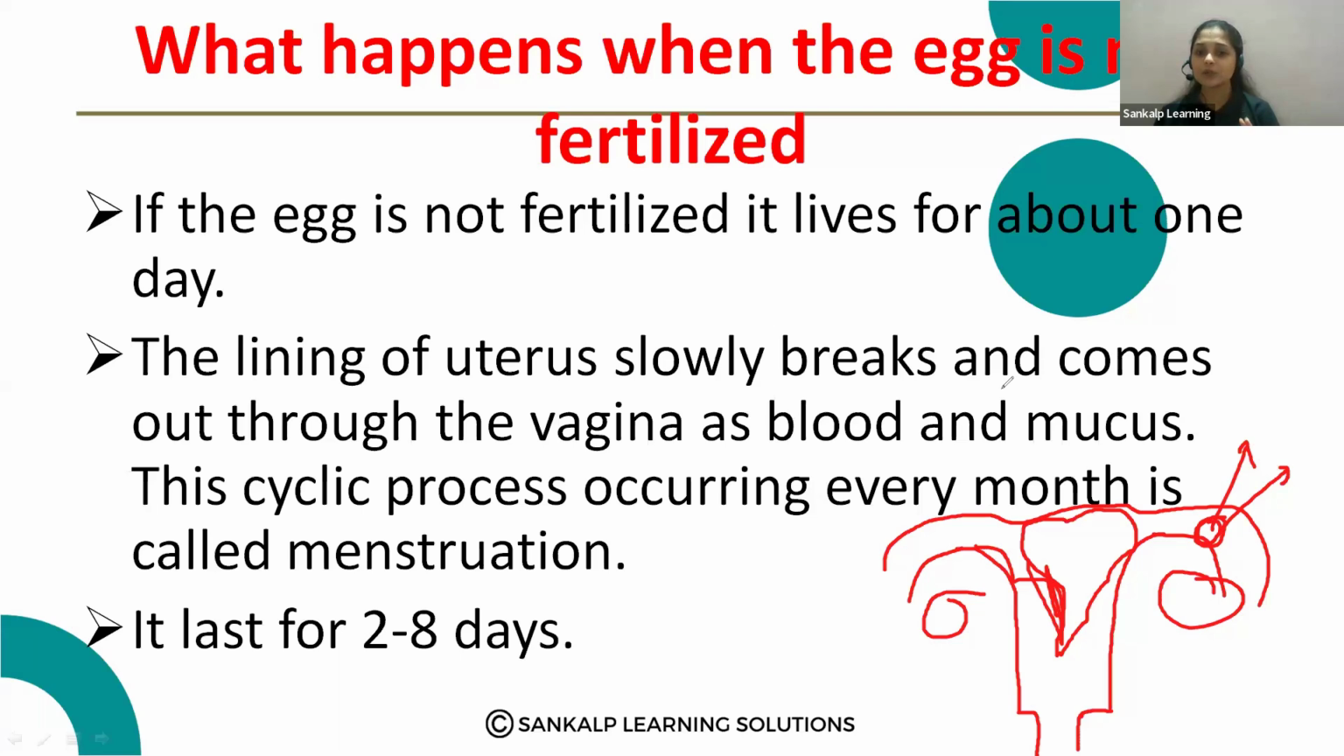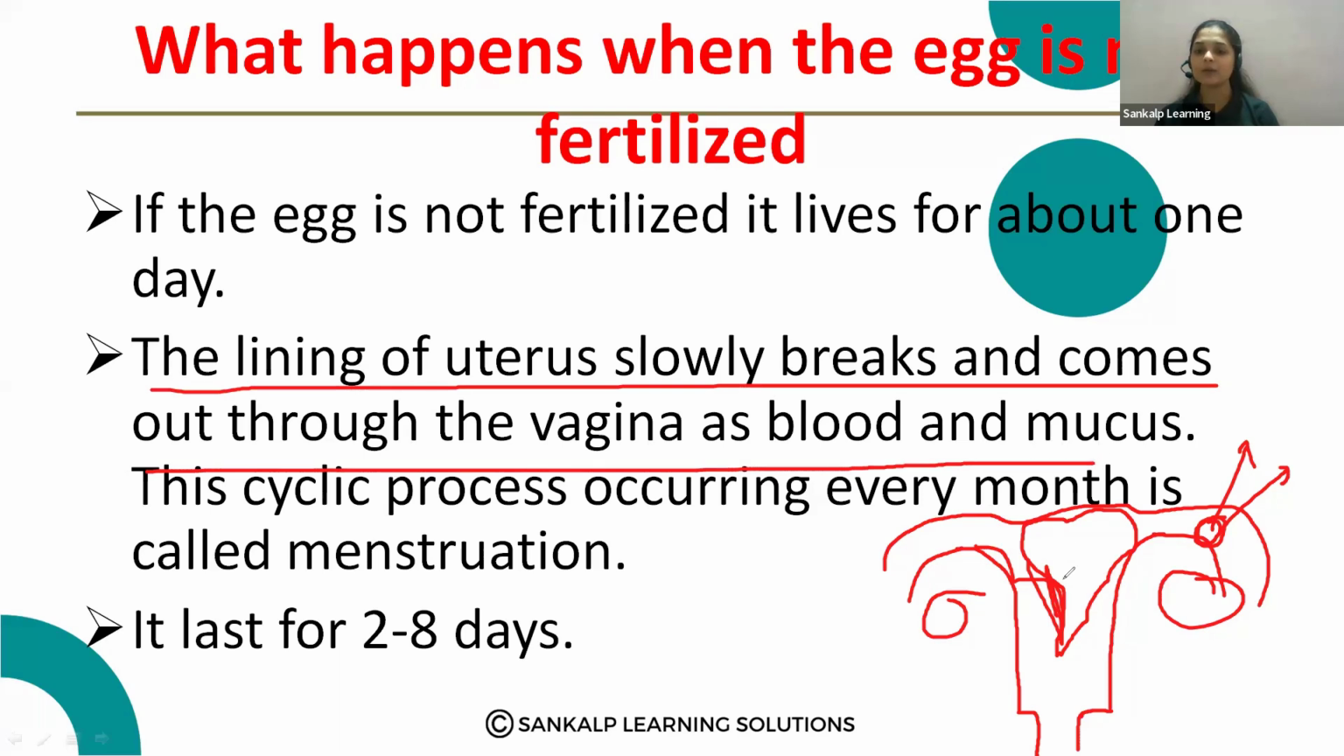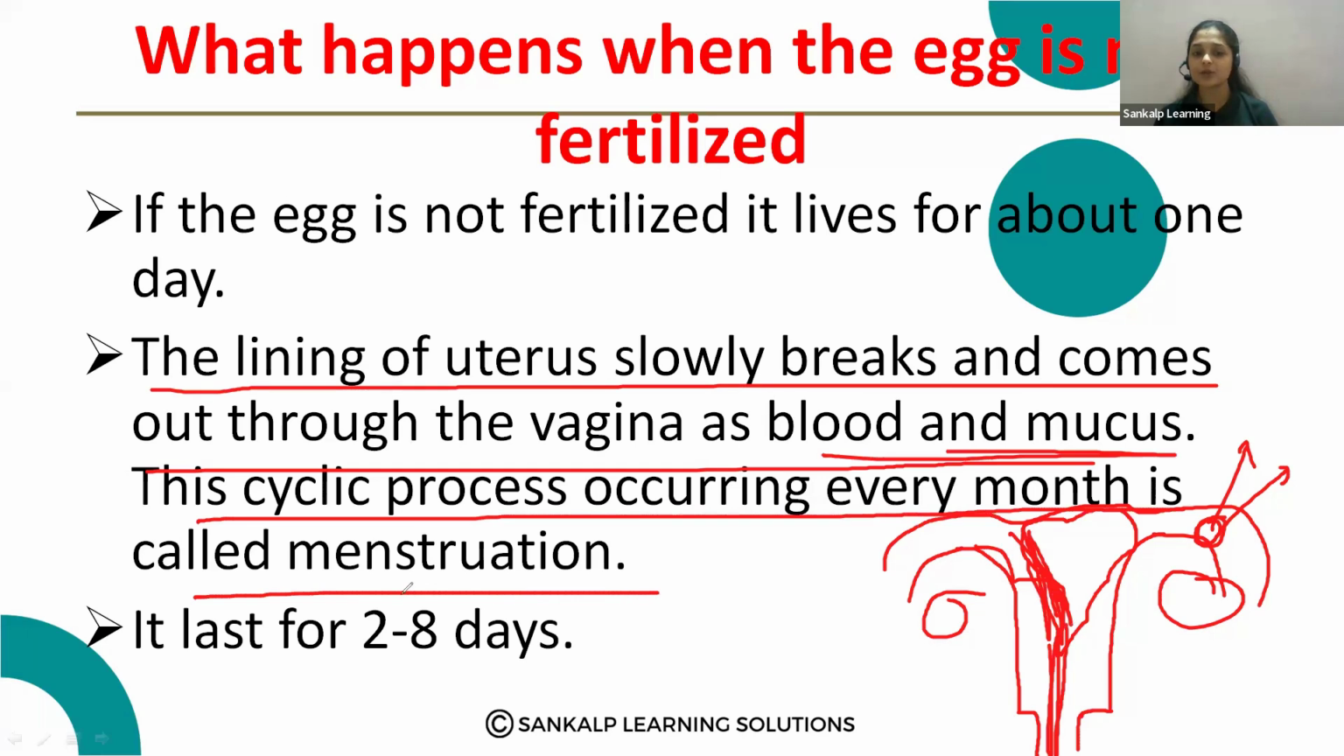But the lining of the uterus, if the fertilization does not take place, then what happens? The lining of the uterus slowly breaks and comes out through the vagina as blood and mucus. If fertilization does not occur, the inner wall of the uterus breaks down and comes out through the vagina in the form of blood and mucus. And this cyclic process occurring every month is called menstruation.